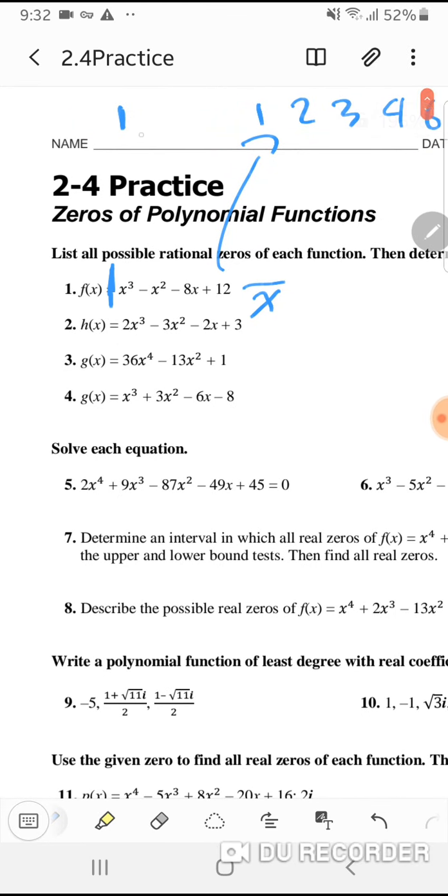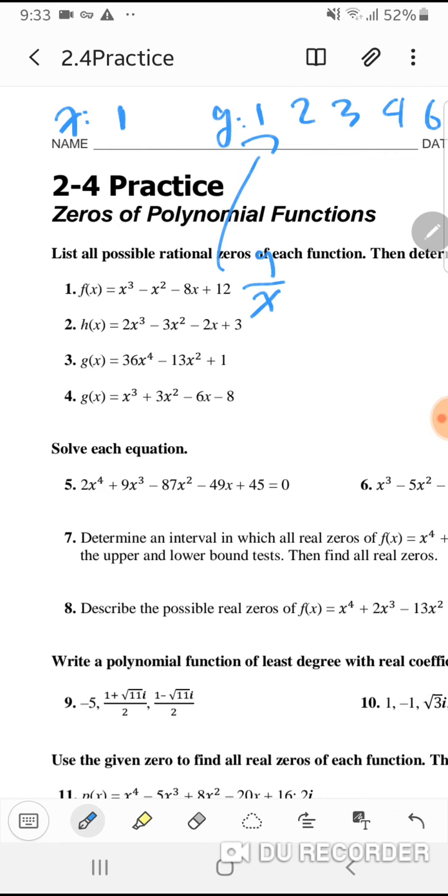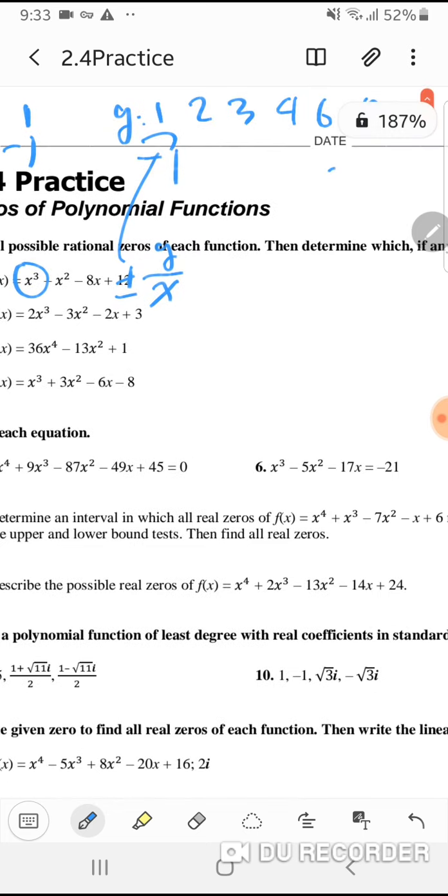And this 1 is able to make 1, because 1 times 1 is 1. But no other number can make 1, unless you want to say decimals, but we don't want to do that. So this is what I want to call x, and this is what I want to call y. So y over x would be all the possible rational zeros, but we should put plus minus y over x, because minus 1 and minus 12 can also make that.